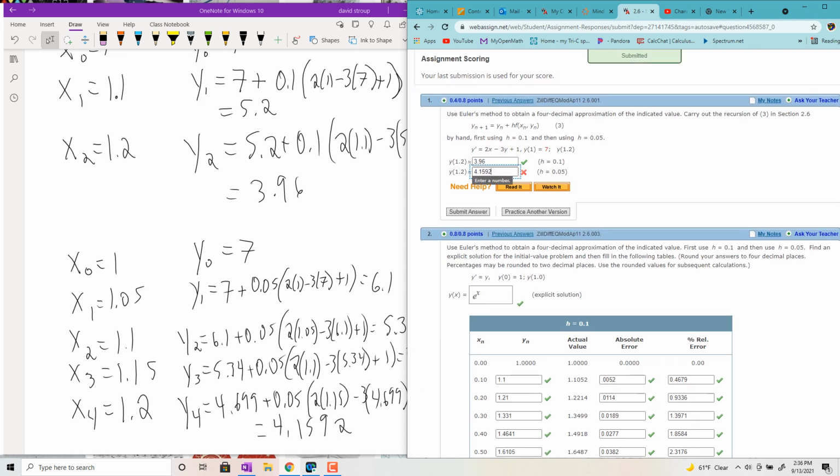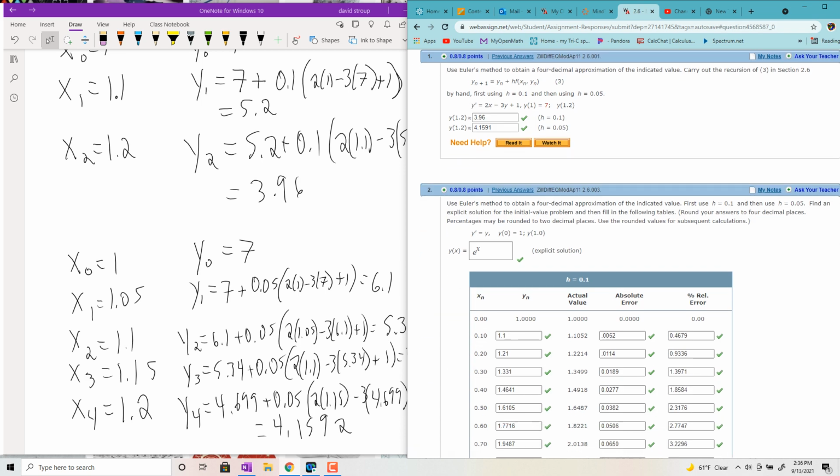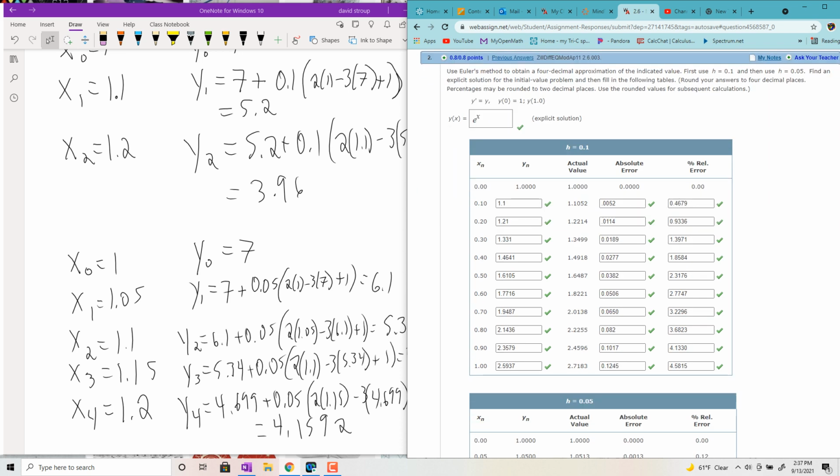So there are some issues here. Just be aware of it. Don't flip out on me. You can send me an email, and literally I can go in and check and make sure you're on the right track, or even give you some helpful hints. And the second problem, you're going to have to do that absolute and percent relative error thing.